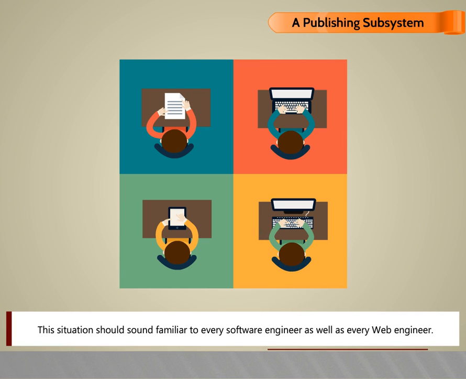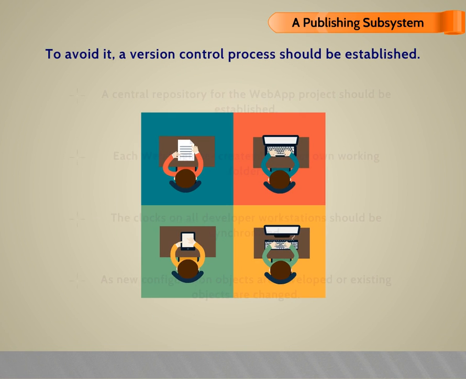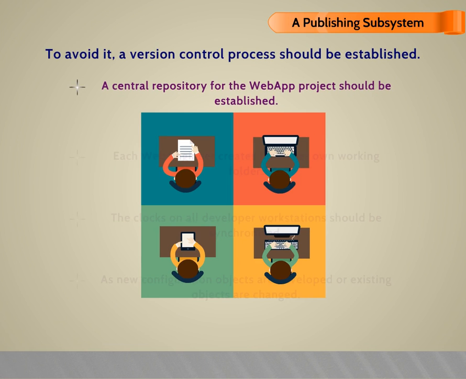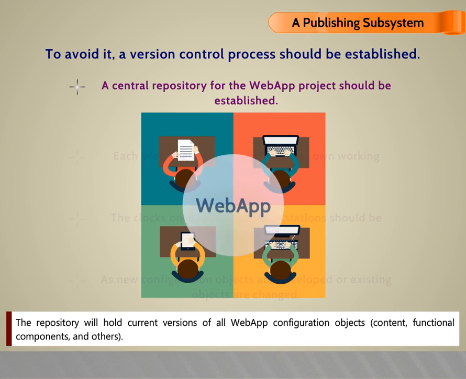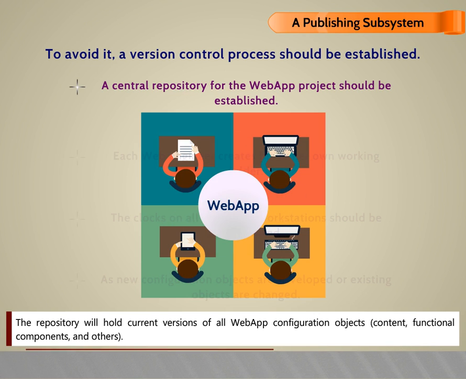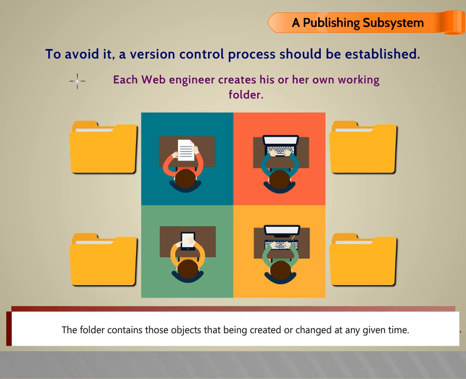This situation should sound familiar to every software engineer as well as every web engineer. To avoid it, a version control process should be established. A central repository for the web app project should be established. The repository will hold current versions of all web app configuration objects, content, functional components, and others. Each web engineer creates his or her own working folder. The folder contains those objects that are being created or changed at any given time.